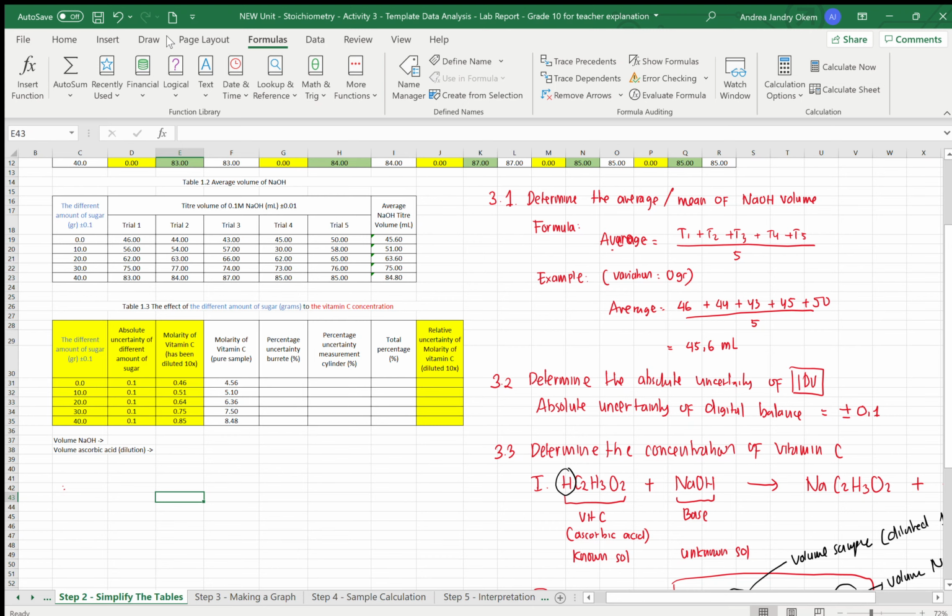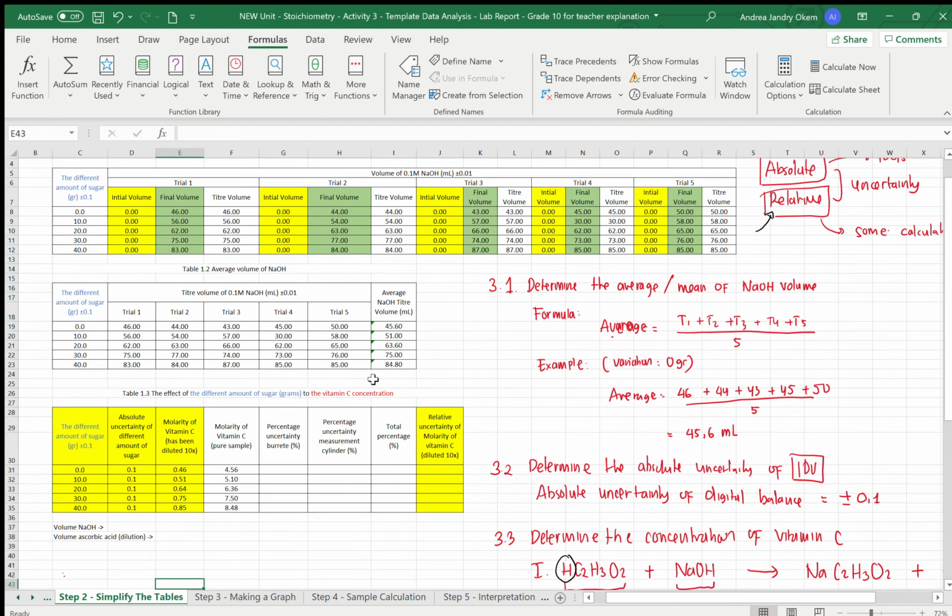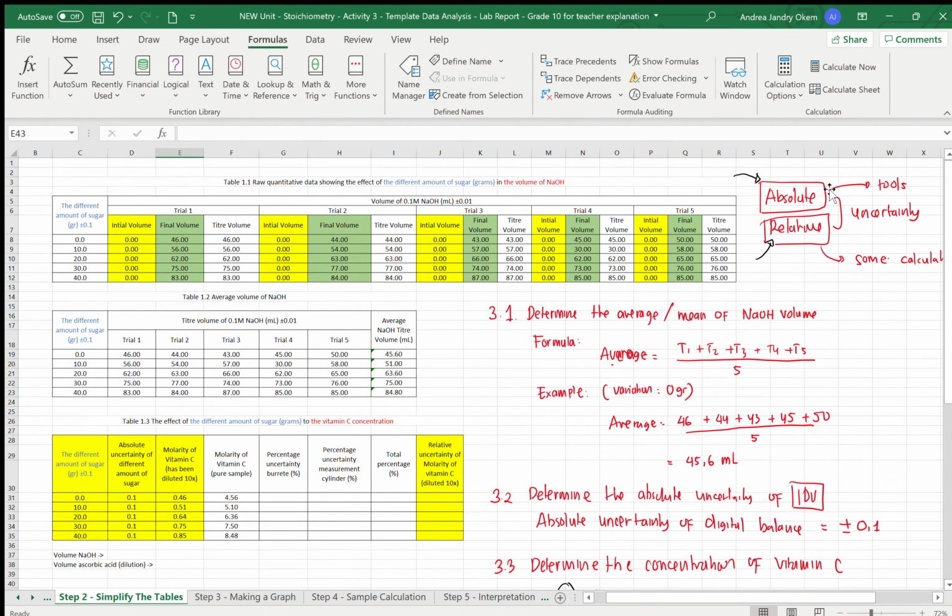Part 6, how to determine the relative uncertainty of the dependent variable. Now, in our investigation right now, the dependent variable is the concentration or the molarity of vitamin C. So that's why we are going to determine the relative uncertainty. Like I have already explained before, there are two types of uncertainty, absolute and relative.